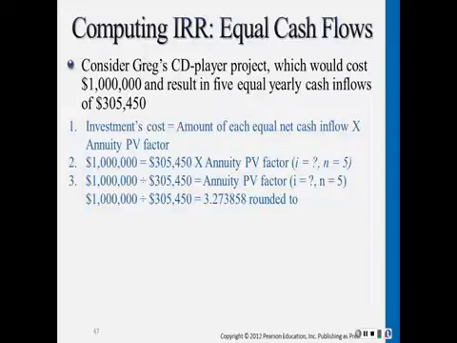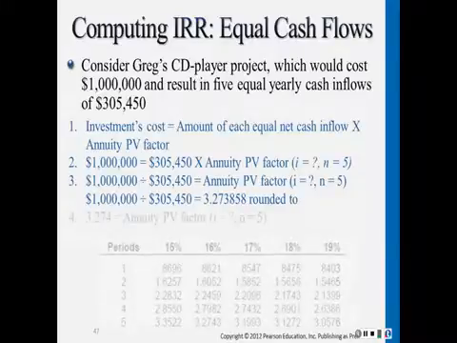We then arrange the equation and solve for the annuity present value factor. $1 million divided by 305,450 equals the annuity present value factor. This is 3.274, rounded to 3 places.